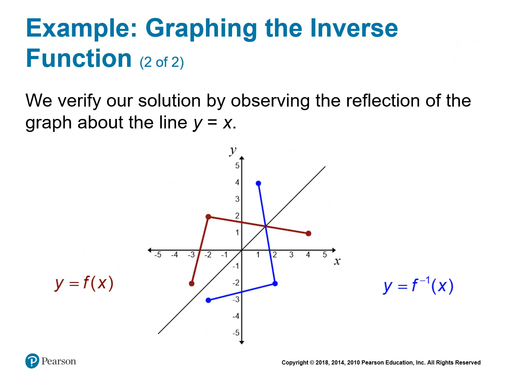This slide just shows what we discussed in the previous slide, that each of the points on the blue graph, which is the graph of the inverse function, is a reflection of the red points across the y equals x line. So we verify our solution by observing the reflection of the graph about the y equals x line.